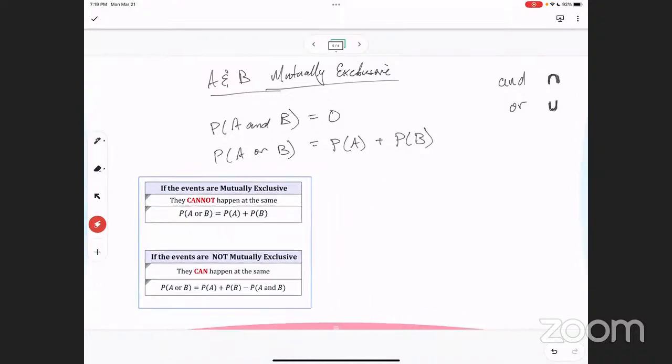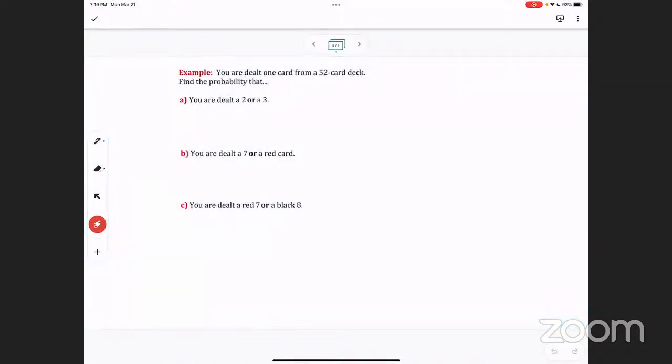Yeah, on page 6. You are dealt one card from a 52 card deck. Find the probability that you are dealt a 2 or a 3. Are these mutually exclusive? Yes, they are, because you can't get them both at the same time. So the probability of a 2 or 3 is equal to the probability of a 2 plus the probability of getting a 3.